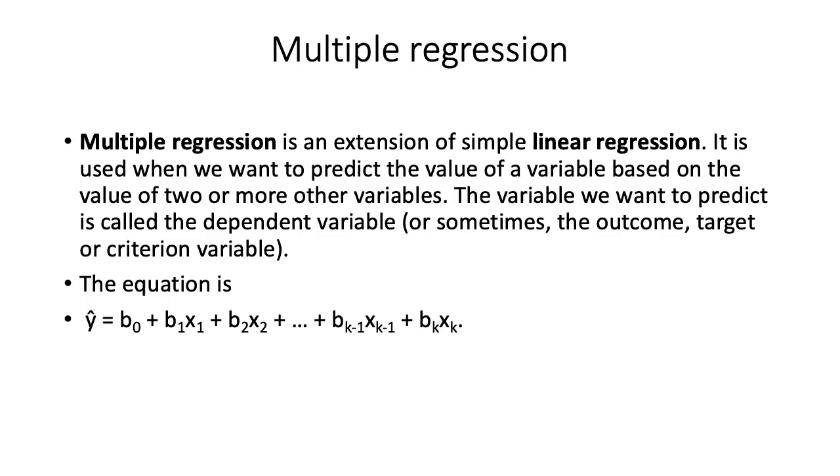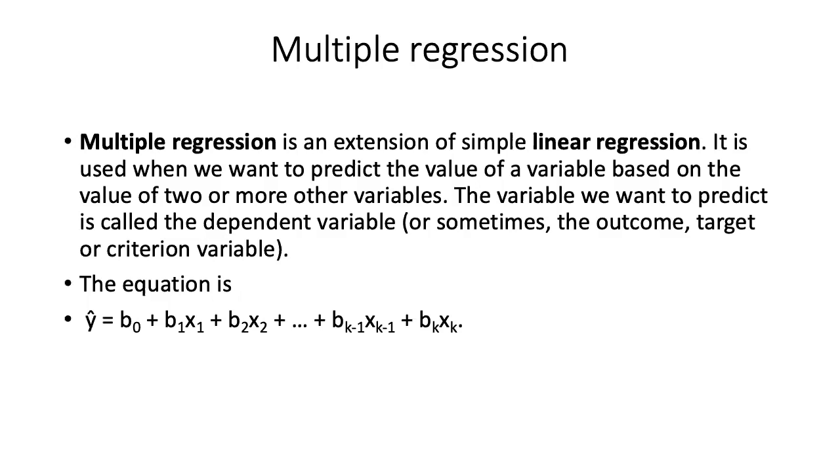Now, the equation of a multiple regression becomes y equal to b0, that is the constant, plus b1 x1 plus b2 x2 plus b3 x3 and so on. This multiple regression equation is basically used to predict the dependent variable. That's why it is used in prediction analysis or predictive analysis.